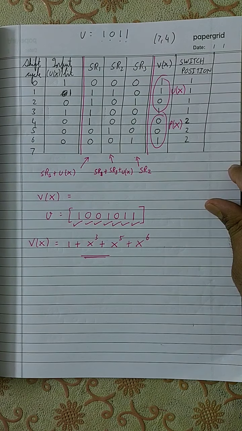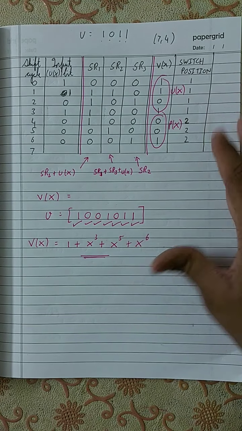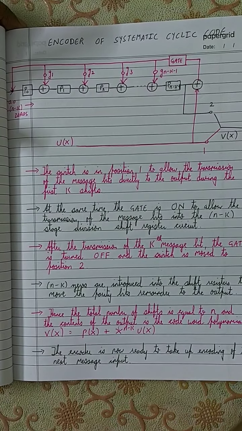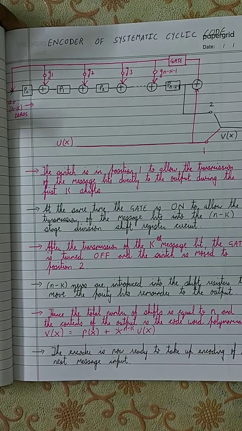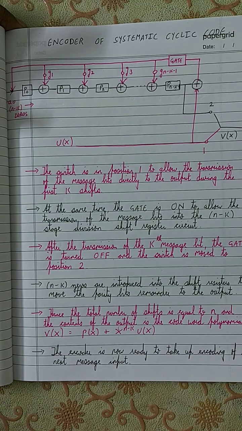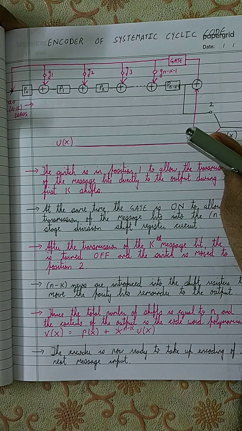So now I will just show you the general block diagram of a systematic cyclic code operation. Okay, the general block diagram. This is the encoder of an (n, k) systematic cyclic code. This is the actual block diagram. Okay, so here, like I said, this is actually a generalized version.